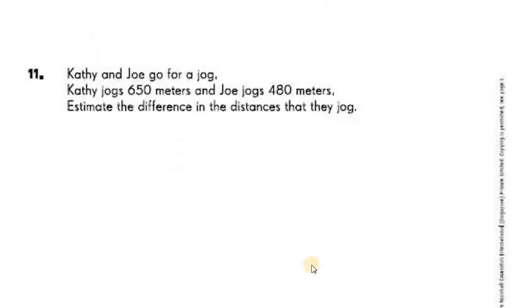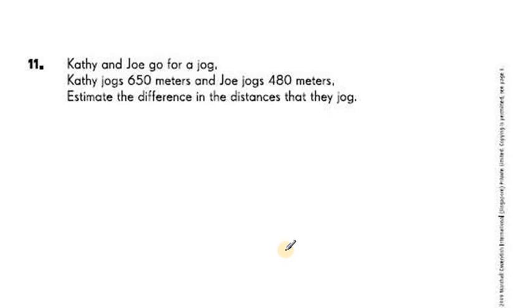So now we're looking at another story, and here Kathy and Joe go for a jog. Let's take a look at that first sentence. Kathy and Joe go for a jog. Is there any math in that sentence? I'm hearing about who is in the math problem, but I'm not hearing any numbers or any mathematical actions either. Sometimes that happens in a story problem. So let's continue. Kathy jogs 650 meters and Joe jogs 480 meters. Estimate the difference in the distances that they jog.